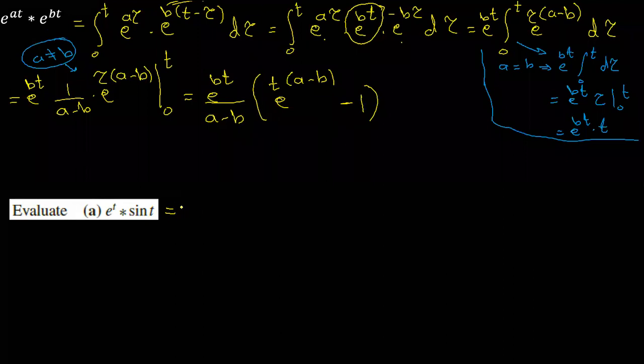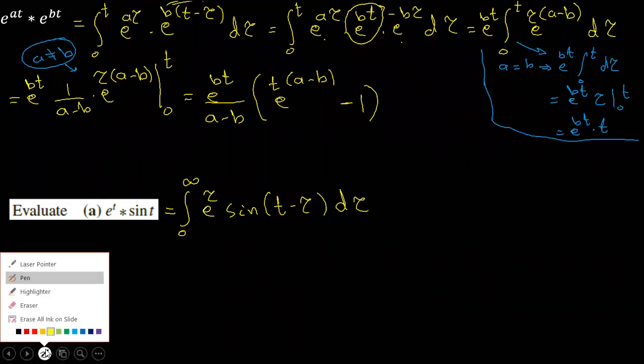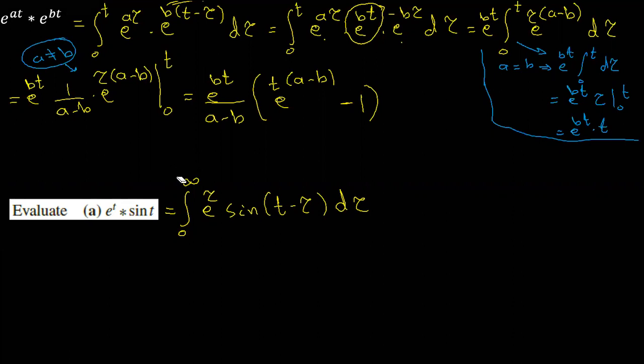No questions. Here, the convolution is given to be the integral from 0 to t. The first function, e to the tau. The second function, after shifting it, cosine of t minus tau, d tau. So it's the integral from 0 to t. The definition of the convolution, you will write the definition in your cheat sheet.